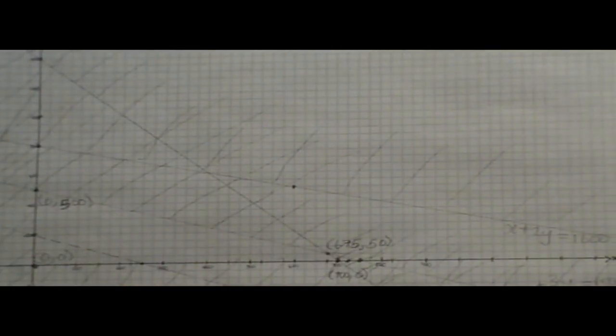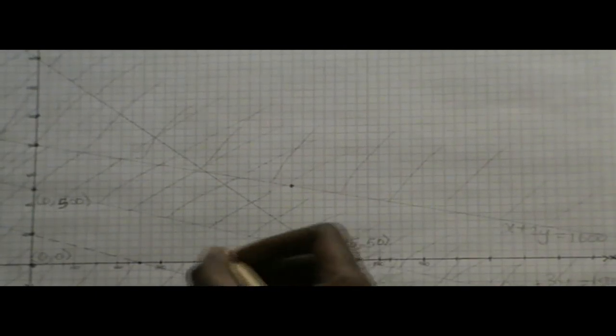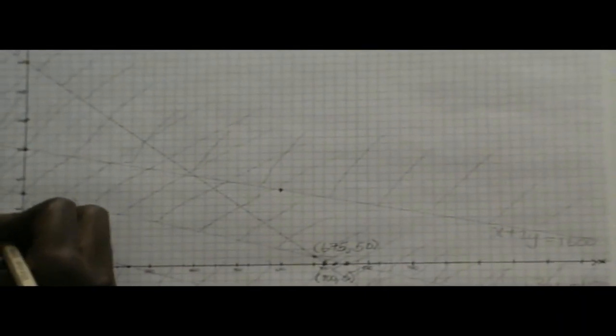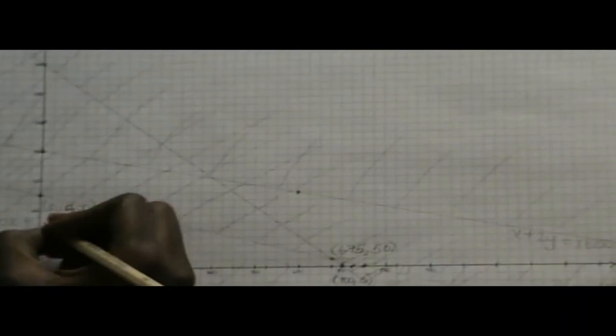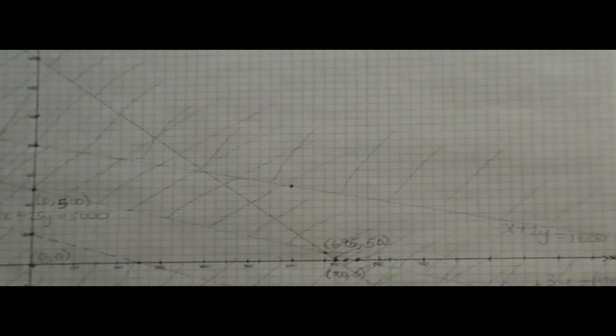Okay, and then I'm going to write down the equation just so that I know which p-value I picked. I'll write it at the top over here. This is 20x plus 25y is equal to 5,000. So it's very important to label all of your lines. Okay, so this is my objective function line.